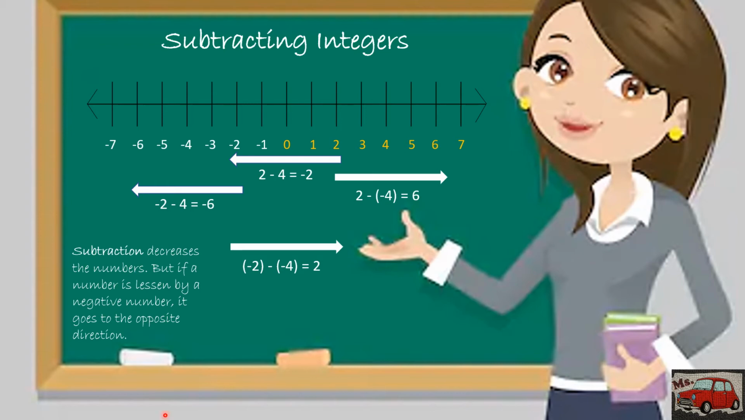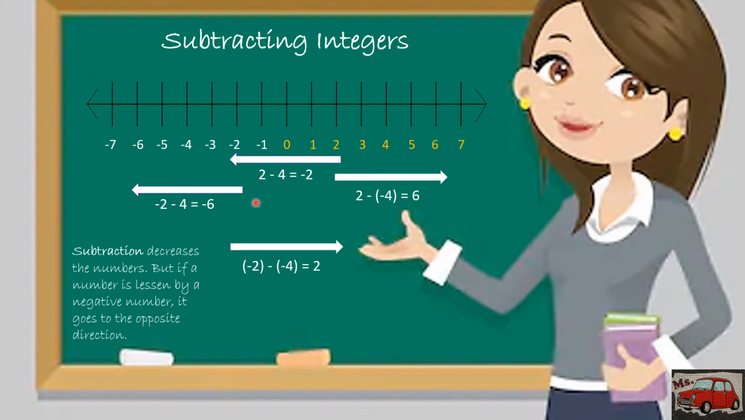Okay? Earlier, when we added, our movement should be to the right, because in our integers, the more you go to the right, the value increases. Addition is increasing. But here in subtracting, we are taking away. So, our direction should be to the left, because the value gets smaller and smaller. Okay? So, let's see what will happen here.